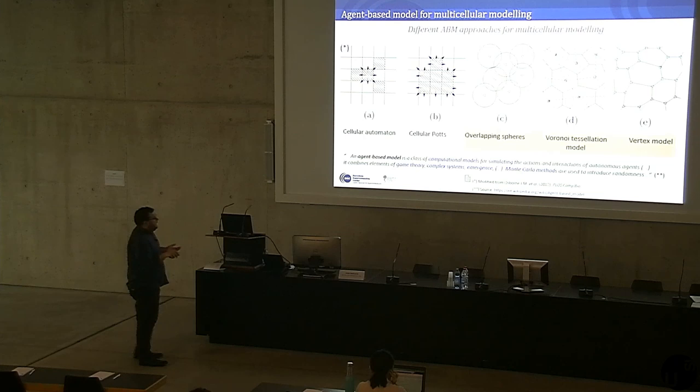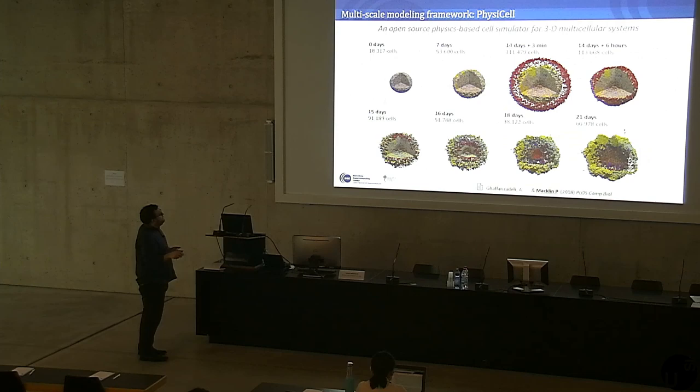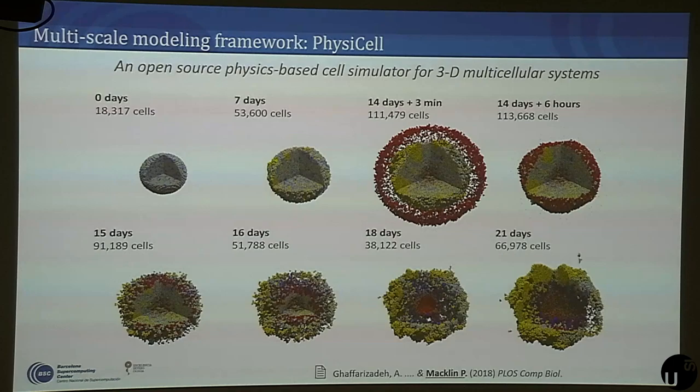So an agent-based model is a class of computational models that can be used to simulate the actions and interactions of different autonomous agents. In our case, agents are cells, cancer cells in this case. We used the work from Paul Macklin at Indiana University, a tool called PhysiCell, which is an open source physics-based simulator for multicellular systems.